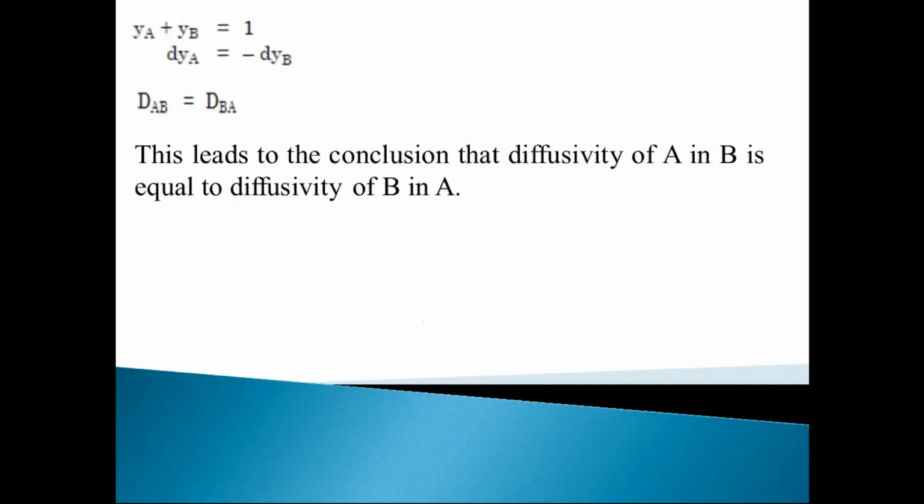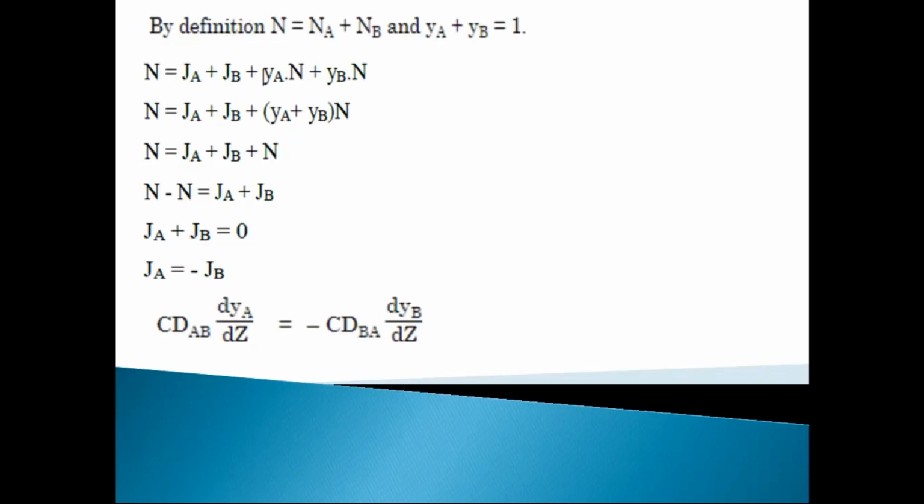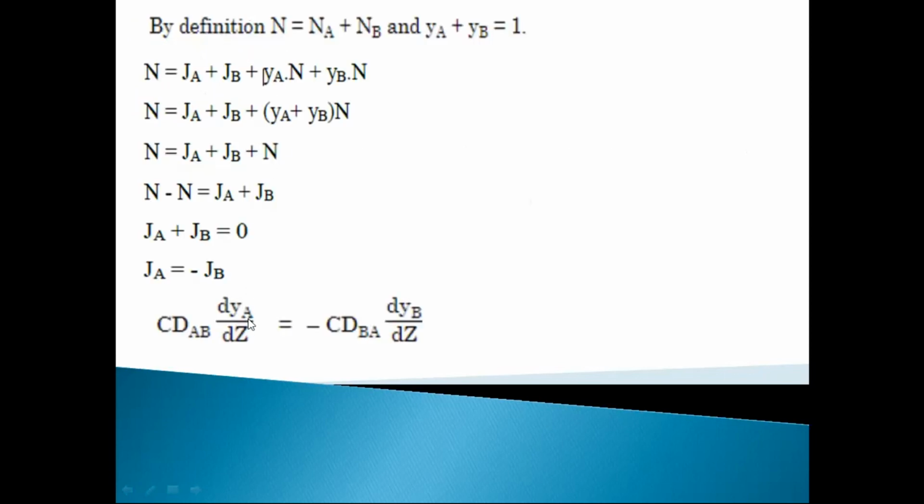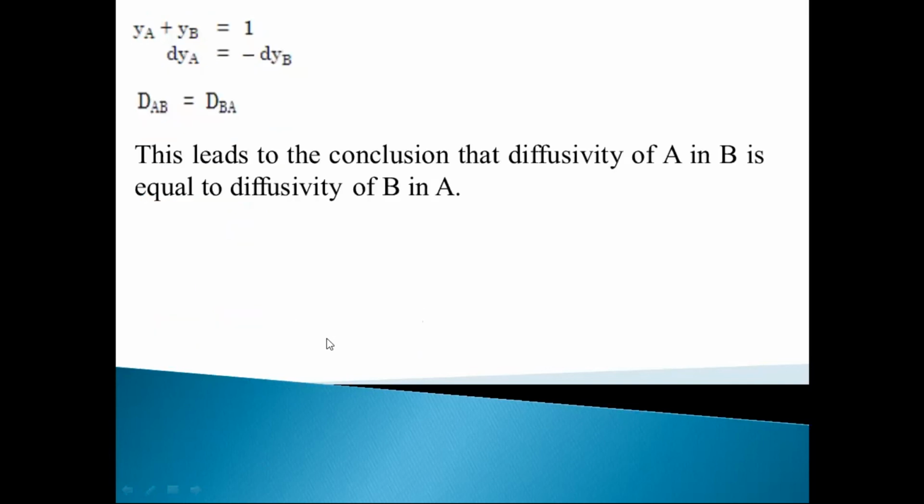We can modify this result to this. We know that Ya plus Yb is equal to 1, so take the derivative on both sides. dYa is equal to minus dYb. Put this value, dYa equal to minus dYb, in the previous equation. dYb by dz cancels out with dYa by dz, sorry, dYb by dz, and C gets cancelled. We will get the final result as DAB is equal to DBA.